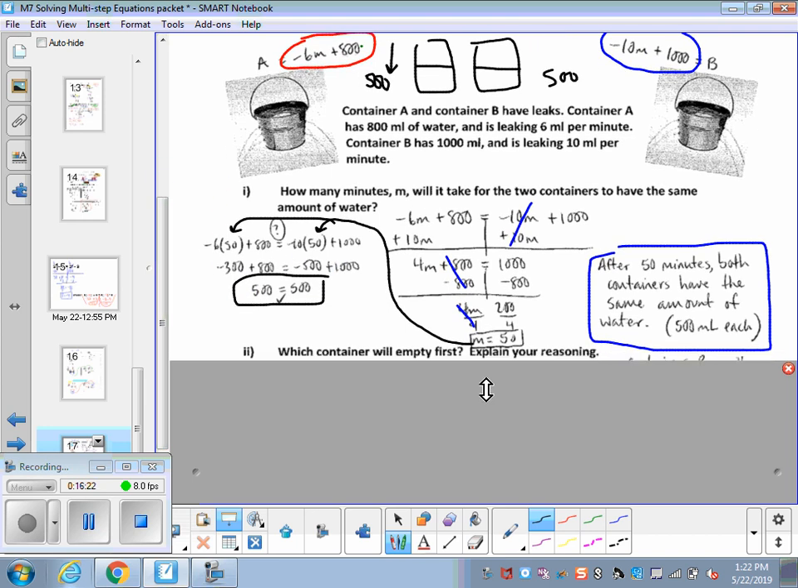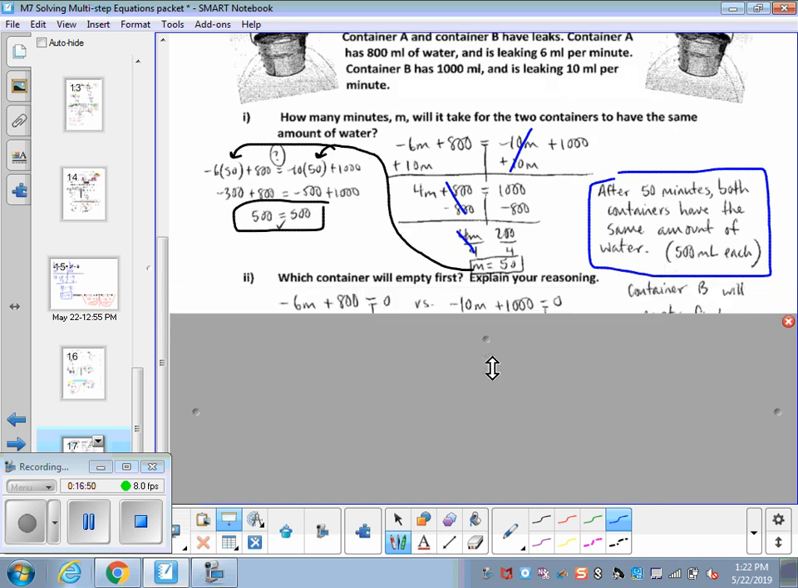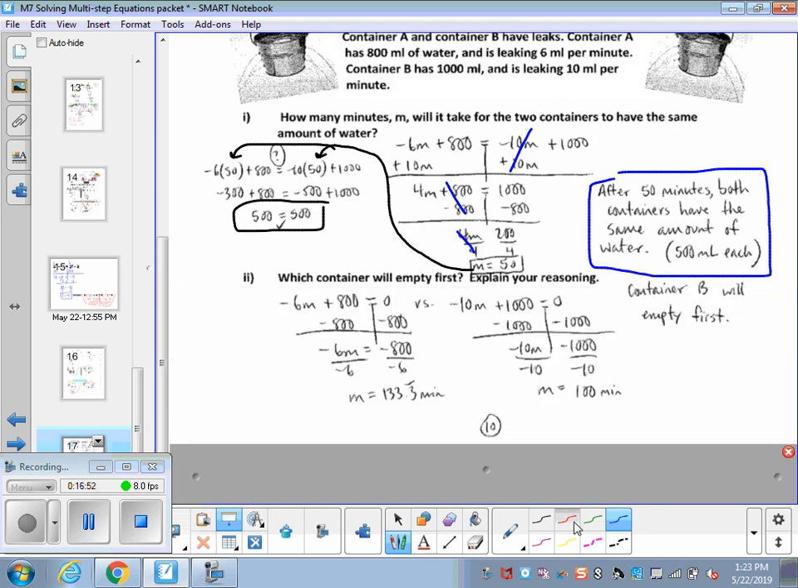Now the next question I'm asking is, which container will empty first? So the idea is that this is container A. And we want to know when container A is empty, so we're going to set it equal to 0. Same thing over here for container B. If this is the water in container B and we want to know when it's empty, we're going to set it equal to 0, and then we'll know for m how long it took for this thing to be empty. So that's the next set of equations you're about to see.